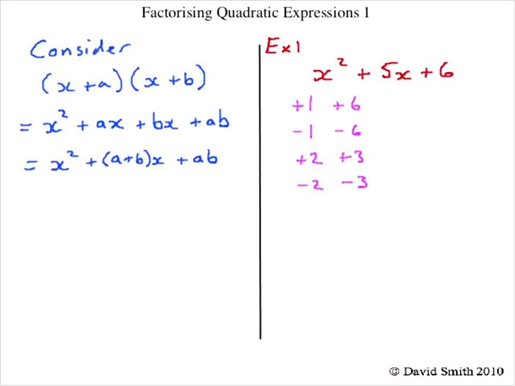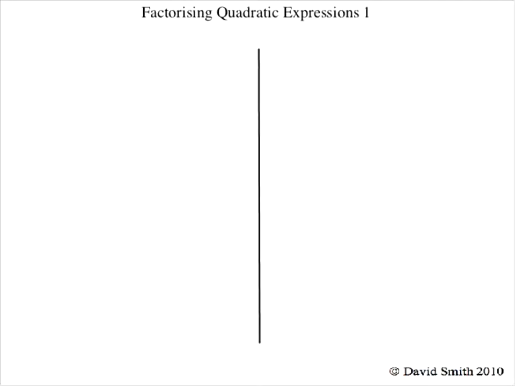But notice only one of them adds together to give plus 5. So that's the pair that we want. And it means that x squared plus 5x plus 6 can be written as x plus 2 multiplied by x plus 3. We'll move on to look at further examples now.